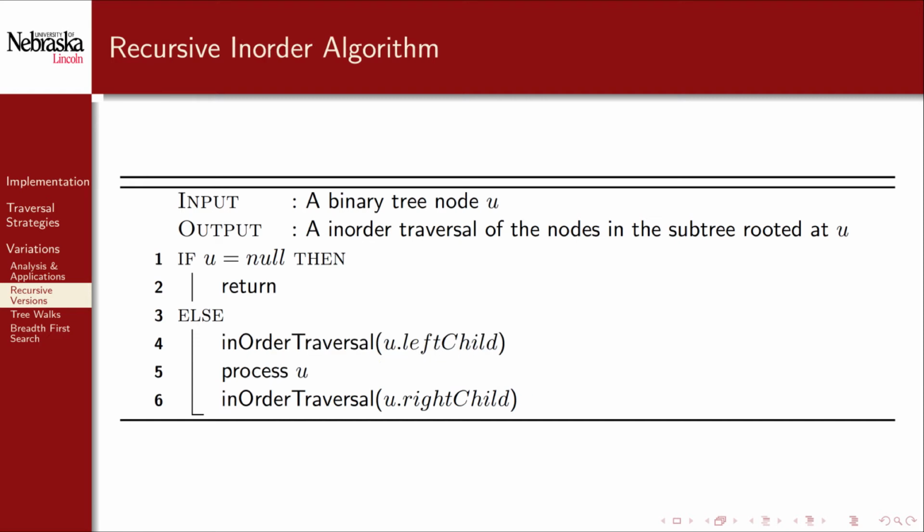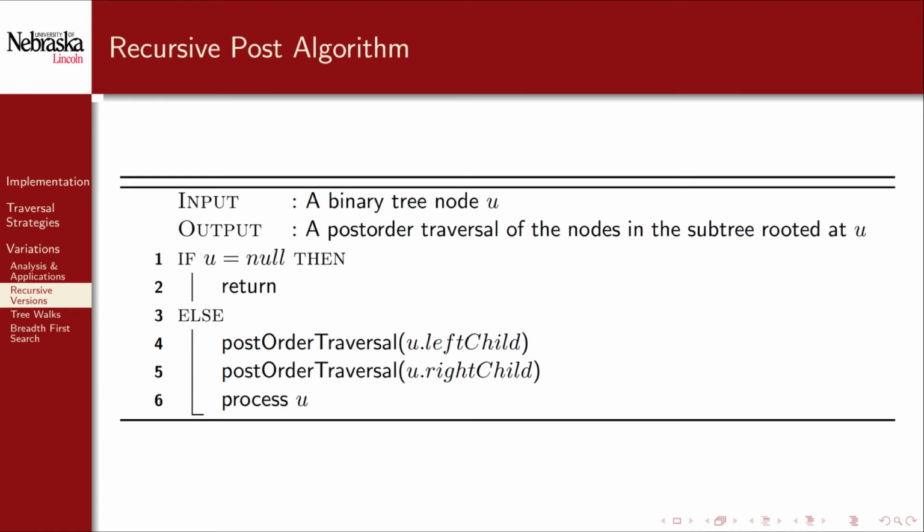The simplicity comes when we see the difference between the three algorithms. In an inorder traversal, the only substantive difference is that we process the node between the two recursive calls instead of before. And for a postorder traversal, it's after. This recursive code is seemingly simpler, but as with all recursion, it does have its pitfalls.